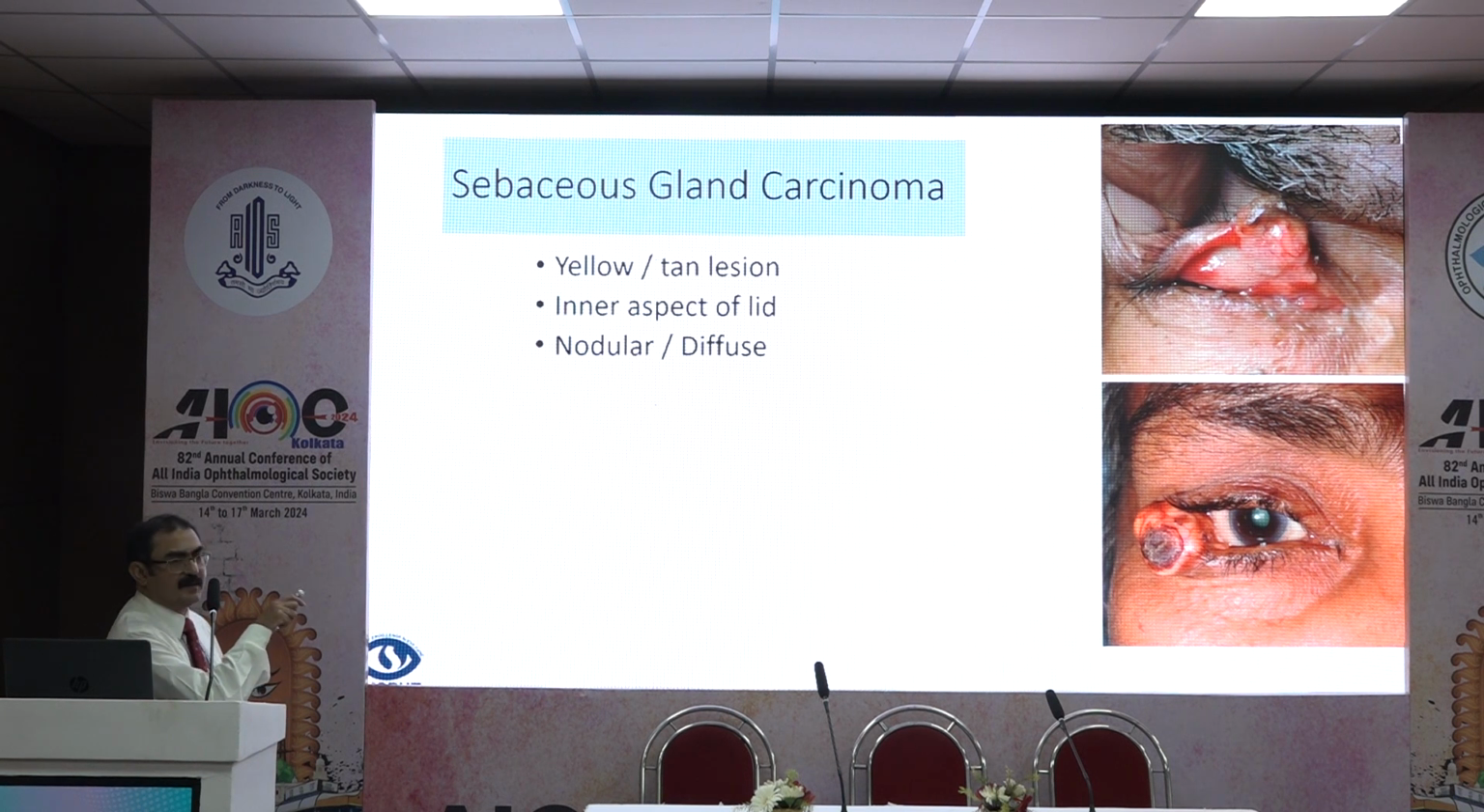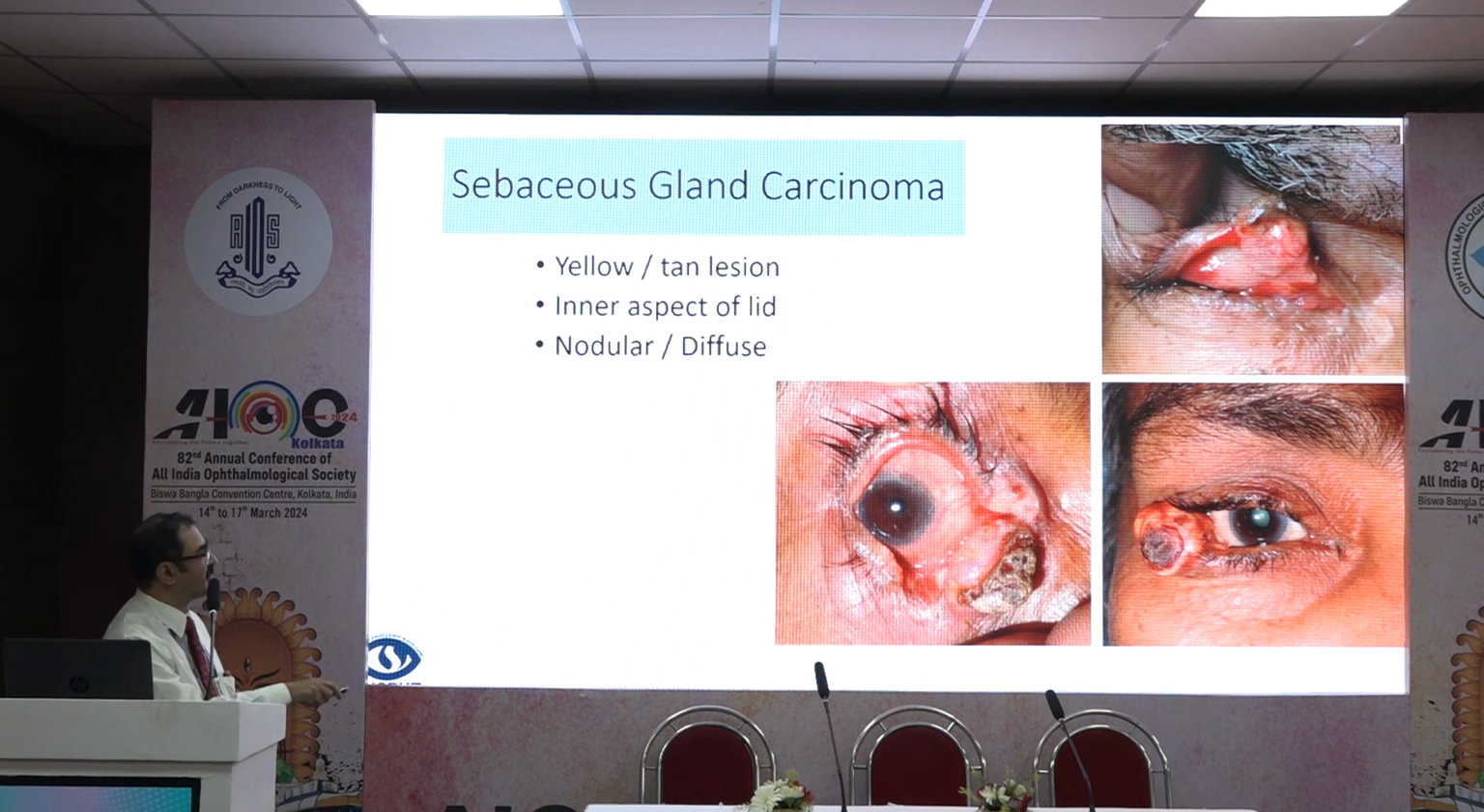The color is important. The yellow tells you that there is oil, or fat. And these are all sebaceous gland carcinomas. And they can be as extensive as this. Both the upper and the lower lids involved. The entire conjunctival surface is involved. There are yellow nodules all across.